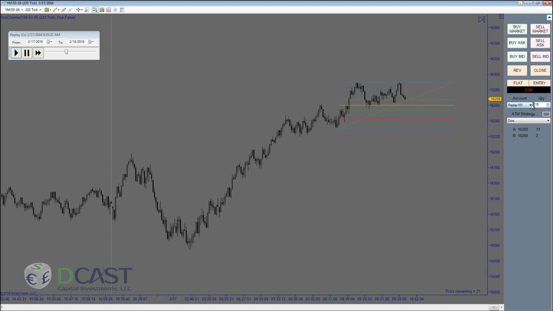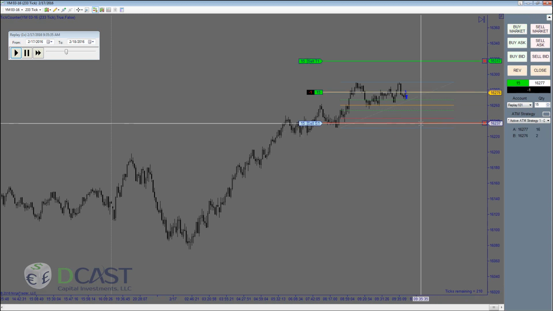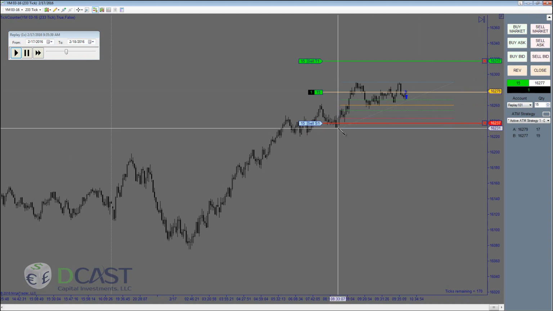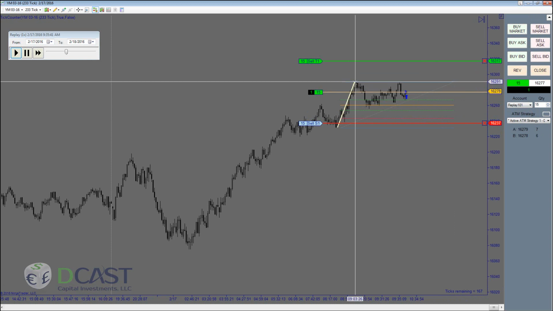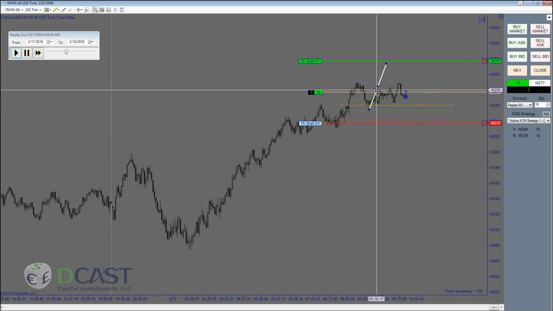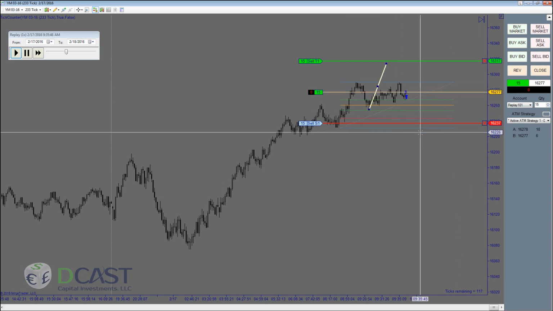We're going to open our trade here, replay Dow, 15 contracts. Okay, so we're going to get ready to look for a buying opportunity. And we got one there. Our stop is below the 78.6. Our expectation is a 1-to-1 to the upside. And we'll see what the market ends up doing.